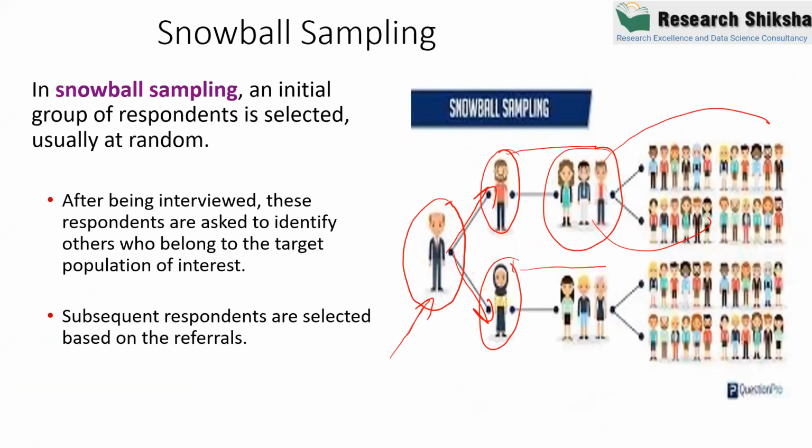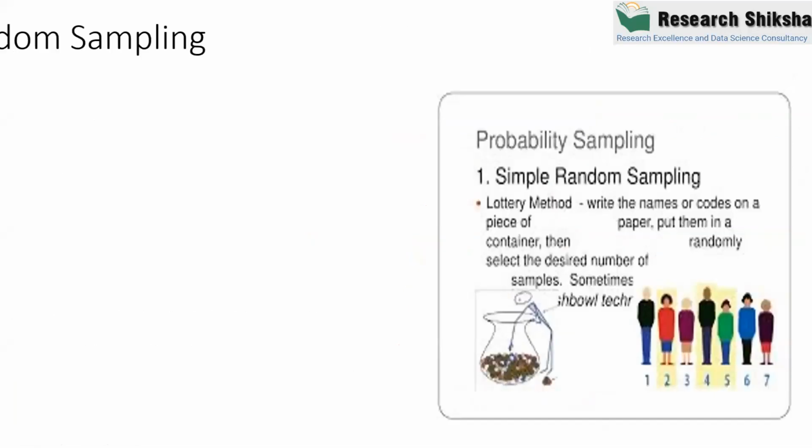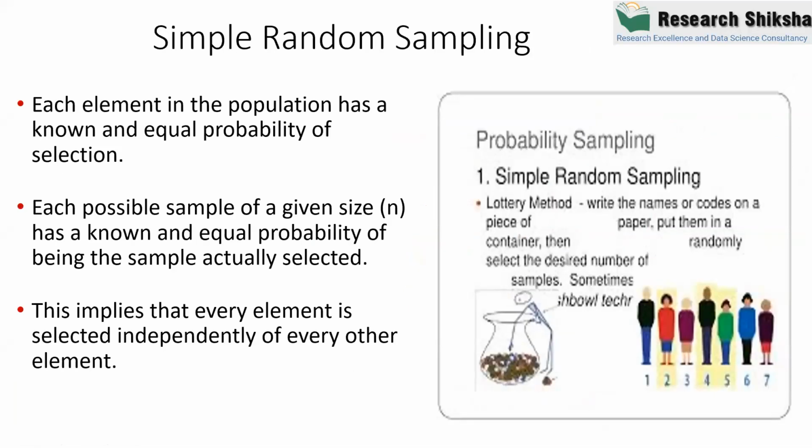Now, after understanding the four non-probability sampling methods, we are moving to probability sampling. So let's discuss probability sampling. The first method of probability sampling is known as simple random sampling. So what is simple random sampling? Simple random sampling is simply the lottery method. When you adopt the lottery method, this method is known as simple random sampling.